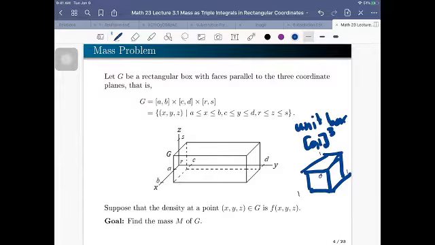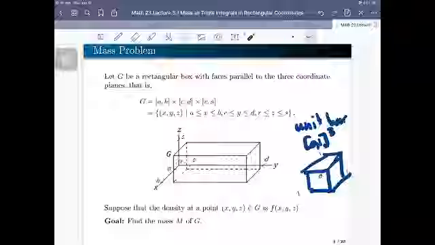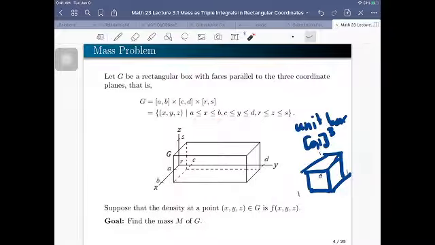So, but we don't have to restrict ourselves to the unit box. We could be more general. So in general, it's just AB cross CD cross RS. Or you can say it's a collection of all triples XYZ such that X is between A and B, Y is between C and D, and Z is between R and S. And now we are given that the density at any point xyz is f of xyz. So there's a function here that defines the density at any point on the solid. So what we want to do is to find the mass of G.